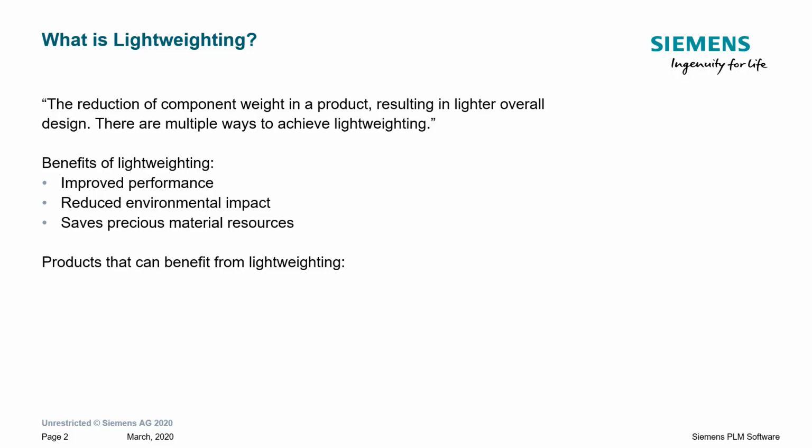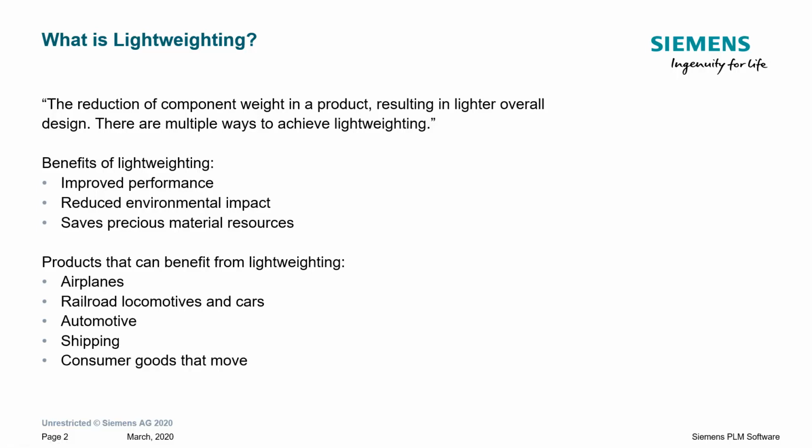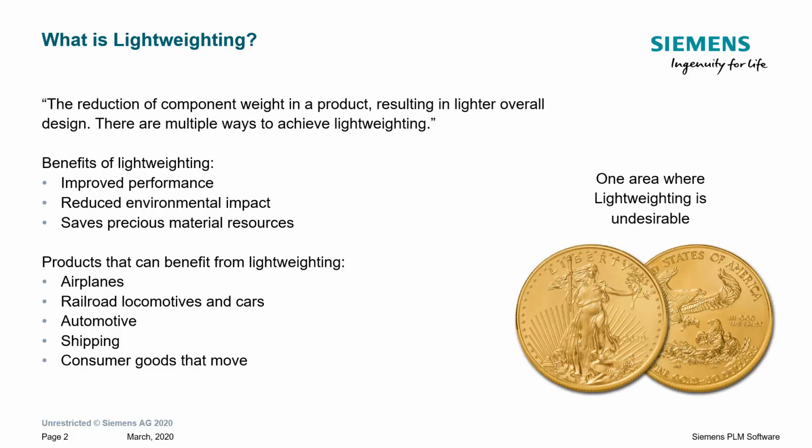Some products that can benefit from lightweighting: airplanes, railroad locomotives and cars, automotive, shipping, consumer goods that move. There are some areas where lightweighting is not beneficial. For example, when I buy gold coins, I don't want them to be any lighter than they're supposed to be.